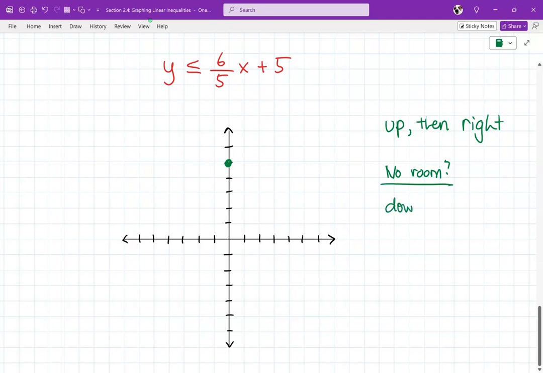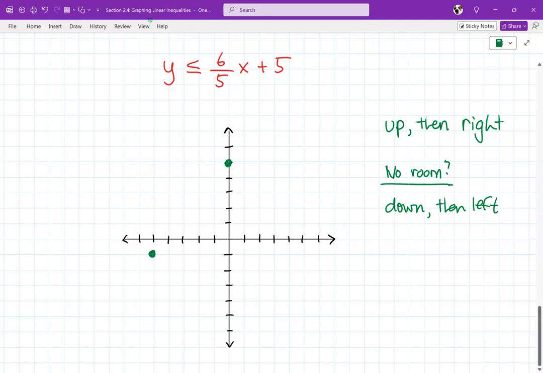Then go down, then left. And right now we'll double check just to make sure I didn't break any rules. So let's see. Instead of up 6, right 5, I'm going to go down 6, left 5. So down 6: 1, 2, 3, 4, 5, 6. Left 5: 1, 2, 3, 4, 5.